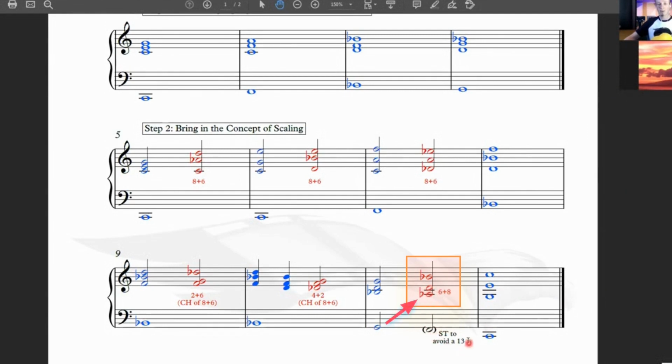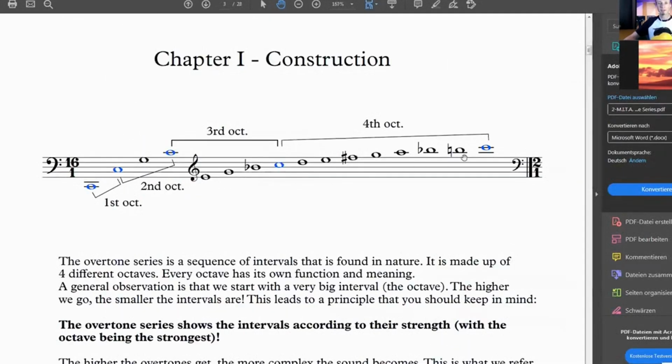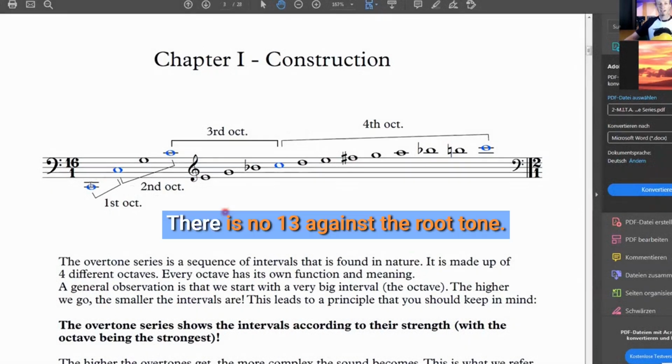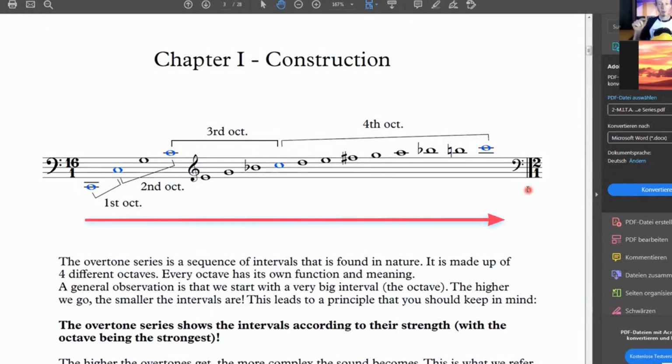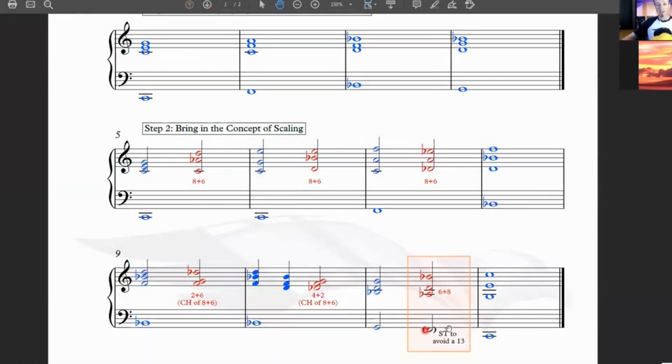And this is what we call a 13. And when I bring up the overtone series real quick, then you realize there is no 13 against the root tone. This would be a D flat or a C sharp. There is none. But let me tell you this, the higher you go, the quieter those overtones become. Which means the higher those overtones get, the less of a problem they will be. That is why I used the F right here. The F was a very elegant way of moving out of the way of this 13.